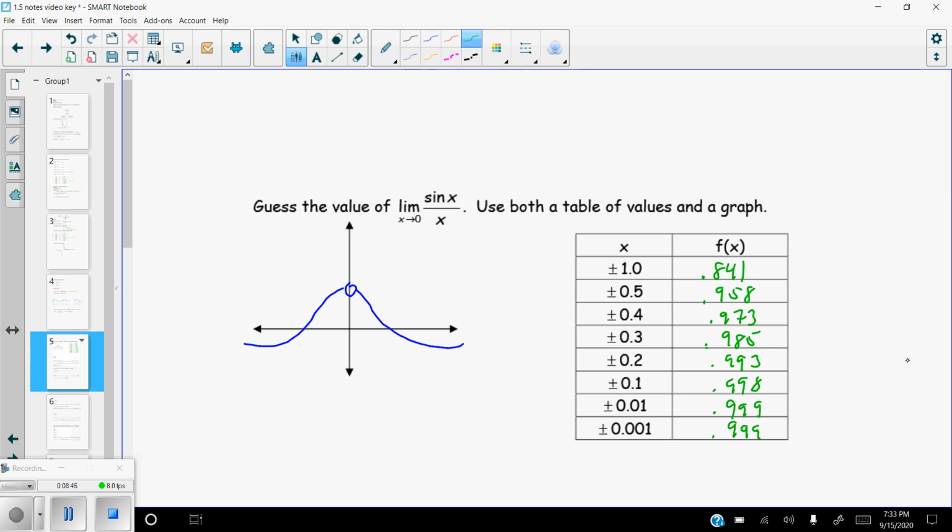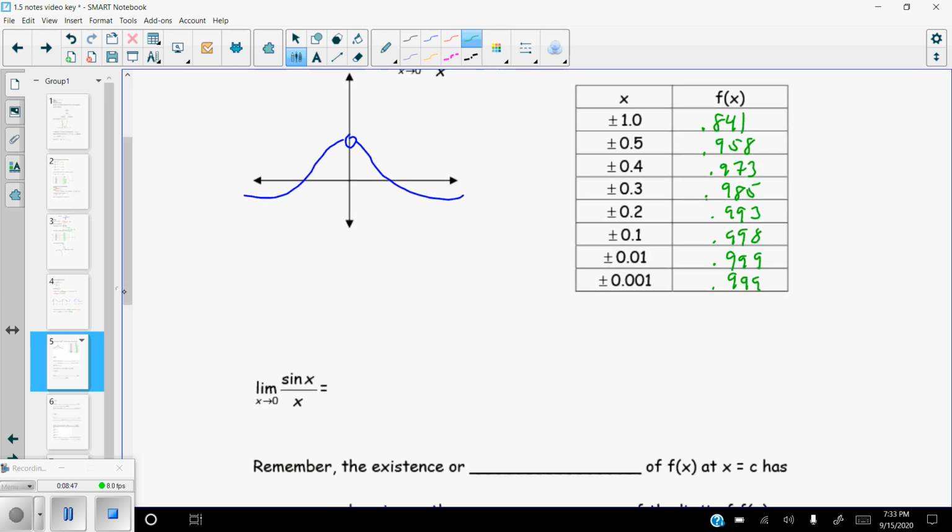And so we're going to say that the limit as x approaches 0 of sine of x over x is 1, based upon our numerical analysis there. We are actually going to be able to show that and prove that later on, but for right now, we're just going to assume that that is the case because it looks like it is numerically.